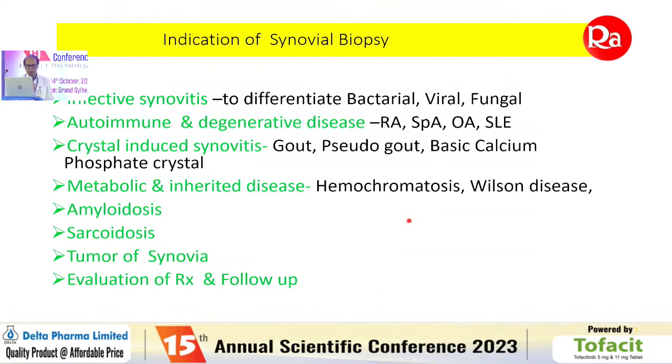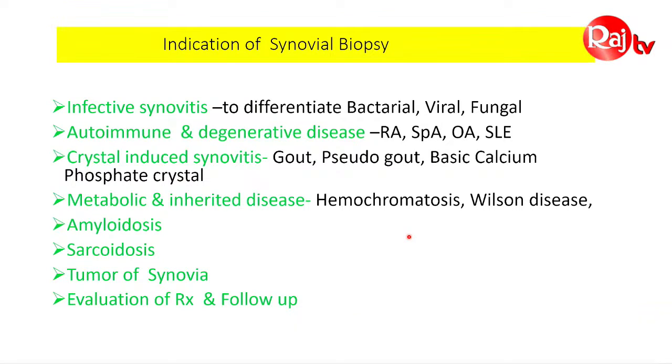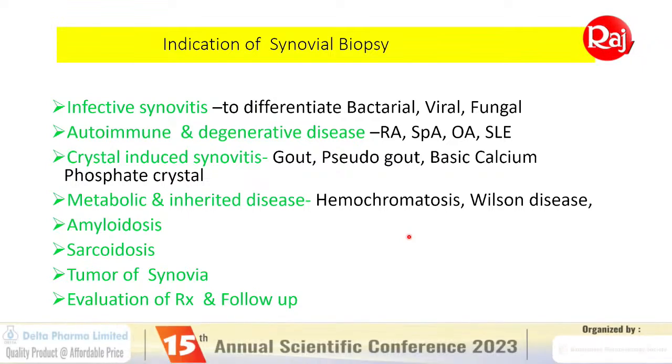These are the indications of synovial biopsy. Infective causes, to differentiate between bacterial, fungal and protozoal disease. Also autoimmune and degenerative disease: rheumatoid arthritis. We can even differentiate early rheumatoid arthritis and established rheumatoid arthritis by synovial biopsy. Spondyloarthritis, psoriatic arthritis, also osteoarthritis. Crystal disease, we have discussed details by Sumi, such as gout, pseudo-gout. If we do not find any crystal by synovial fluid analysis, you can also do synovial biopsy.